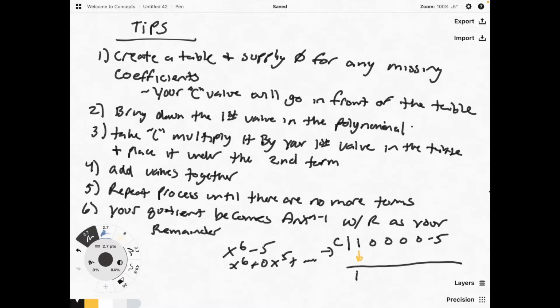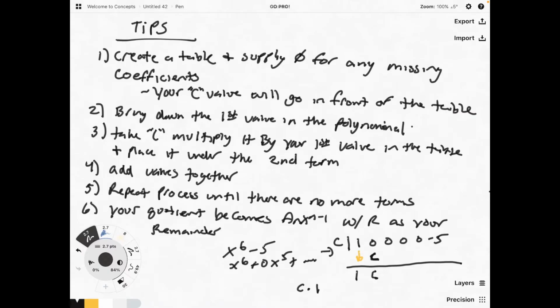Next, what you'll do is take that c value, multiply it by your first value in the table, and then place it under your second term. This is stating you're going to take c multiplied by 1. In this case, it's going to be equal to c. We're going to place it under our second term. And then step 4 is we're going to add our values together. So now we do 0 plus c, and in this case, that's going to be c.